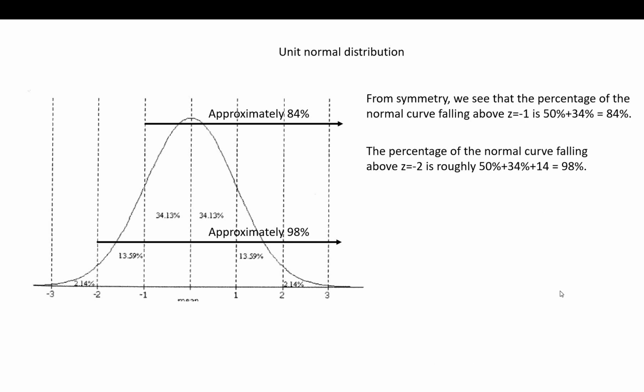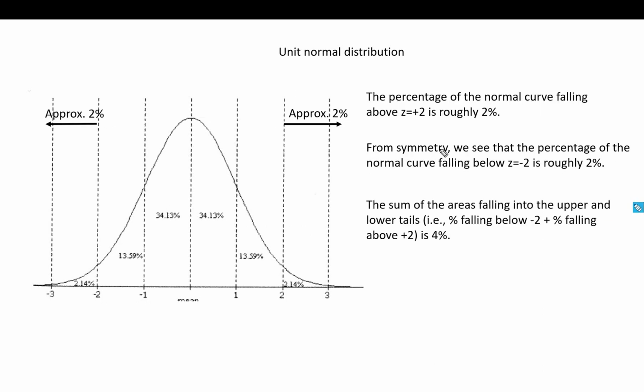Now because the normal distribution is symmetric, we can also argue from symmetry that if we are at z equals -1, that means that 84% of the distribution would fall at or above that point within the normal curve. And then also at z equals -2, that would mean that 98% of the distribution would fall at or above that particular point. That also means then that 2% of the distribution would fall at or below a z value or a standard score that's -2, whereas 16% of the distribution would fall at or below z equals -1.